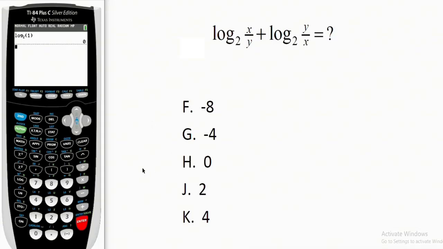Don't forget to reset the calculator once you're done. Just press second, plus button, option 7, 1, and 2. Alright, so that's it. We are good to go.